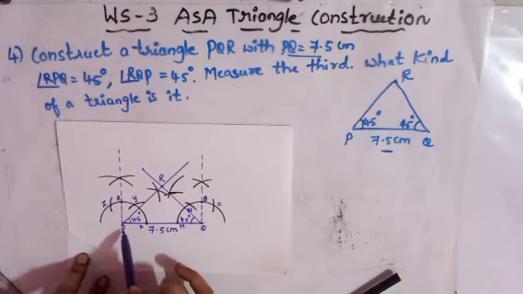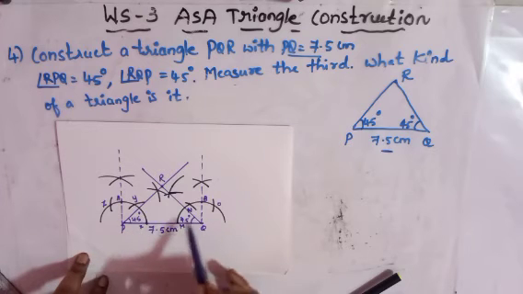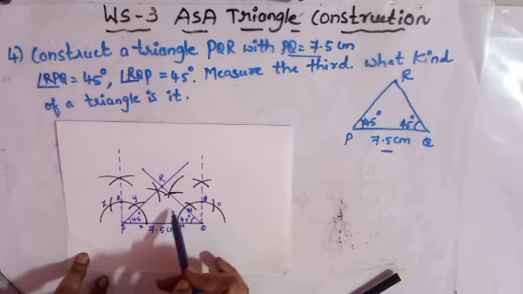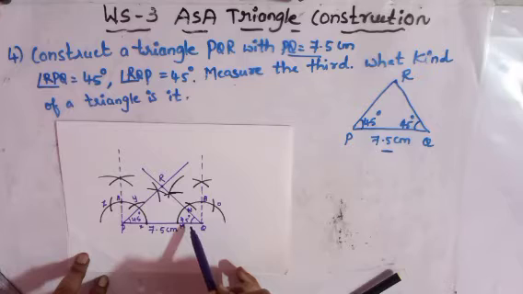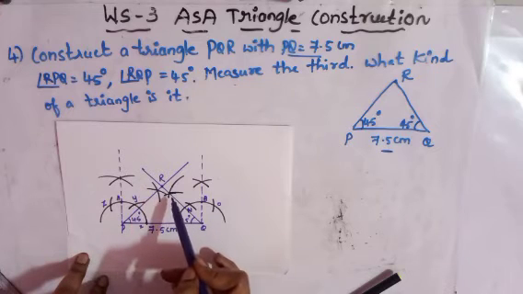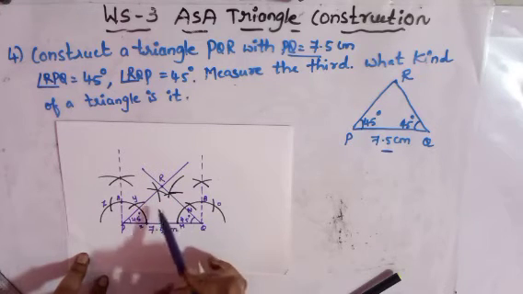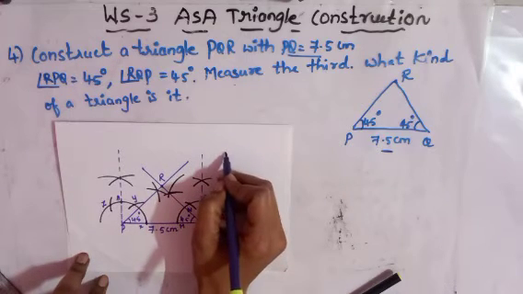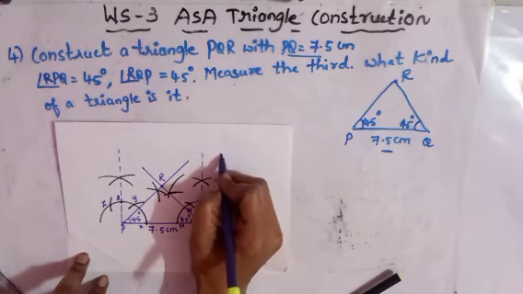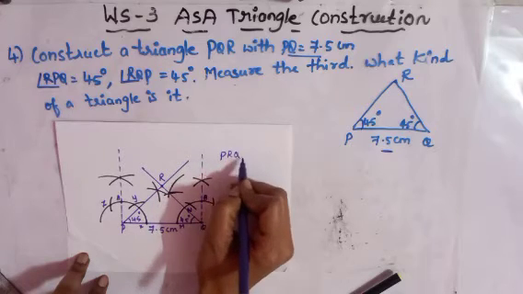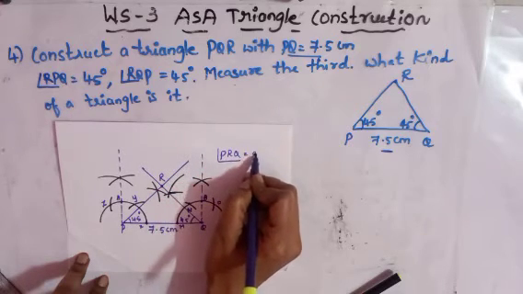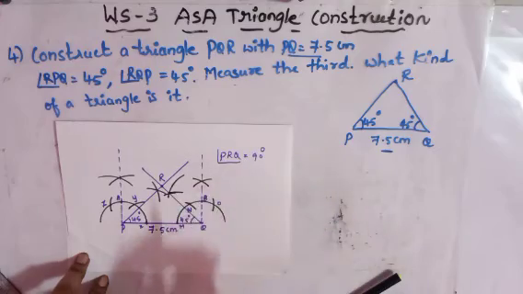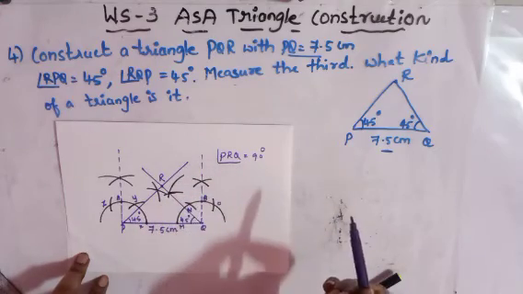So now we got angle P is 45, angle Q is 45, and angle R will be how much? 45 plus 45 is how much? 90 degree. So angle R will be 90 degree, because the sum of three angles in a triangle is 180 degree. So we have to write the third angle, that is PRQ. Angle PRQ is 90 degree. How did we get it? By applying the angle sum property.